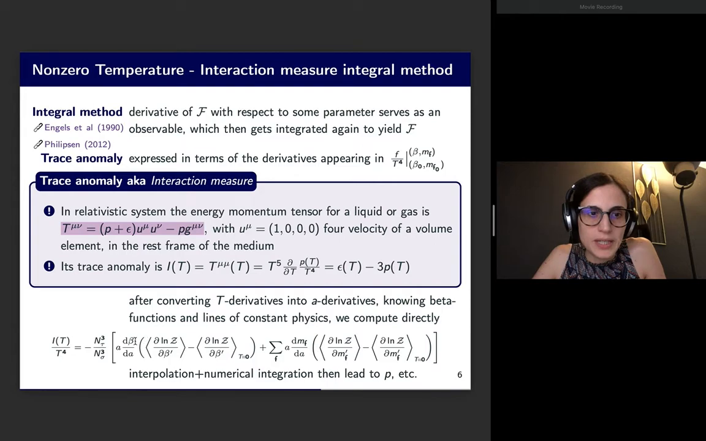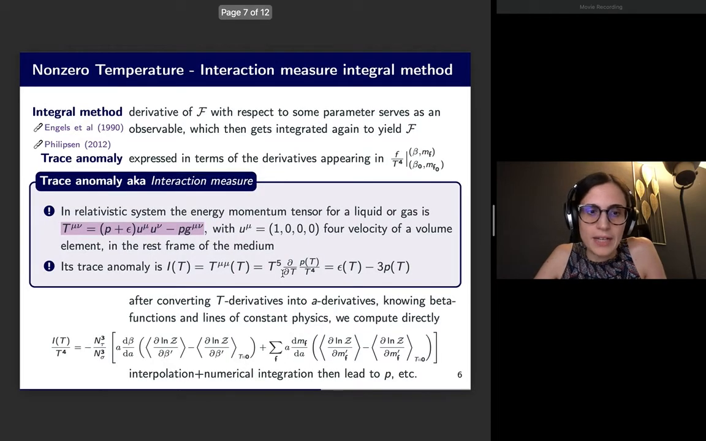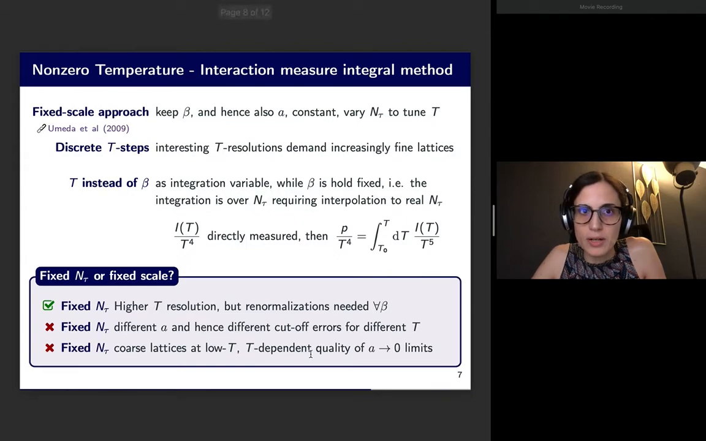And on top of that, we need to take these derivatives, d beta over dA or dmf over dA. So we need to know, again, the beta functions and the line of constant physics. But if that's the case, then the most direct way to proceed is to calculate the interaction measure. And this leaves you with something which very closely resembles the integrand in your formula for the free energy density. So what is left afterwards is you need to interpolate this interaction measure or trace anomaly, after which you can numerically integrate and obtain the pressure out of it.